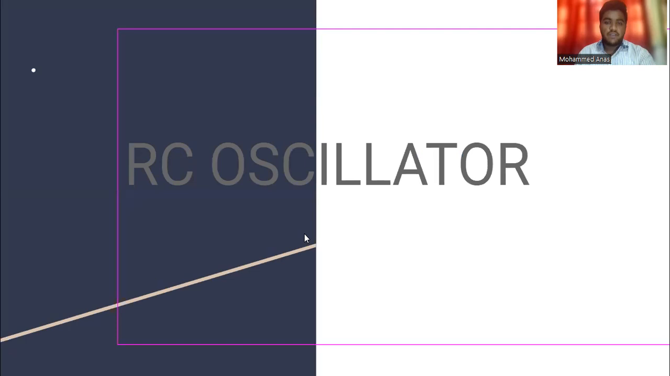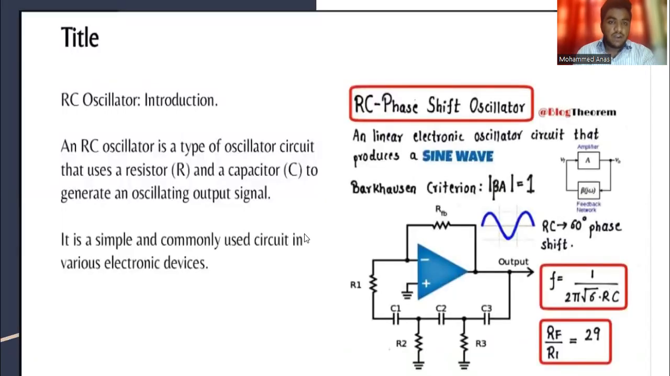In this video, we are going to learn about the RC oscillator. RC oscillator introduction. An RC oscillator is a type of oscillator circuit that uses a resistor R and a capacitor C to generate an oscillating output signal. The RC phase shift oscillator is a linear electronic oscillator circuit that produces a sine wave.